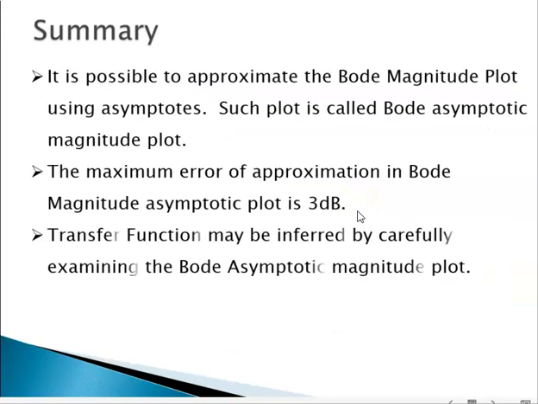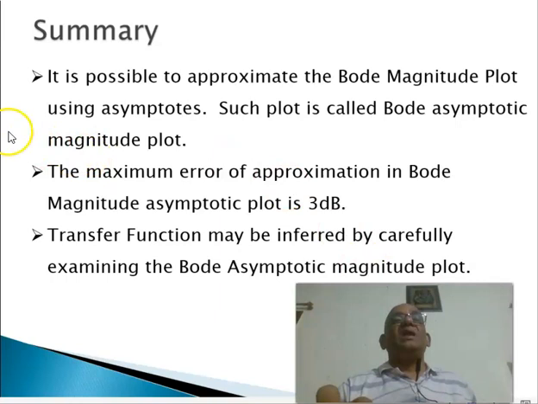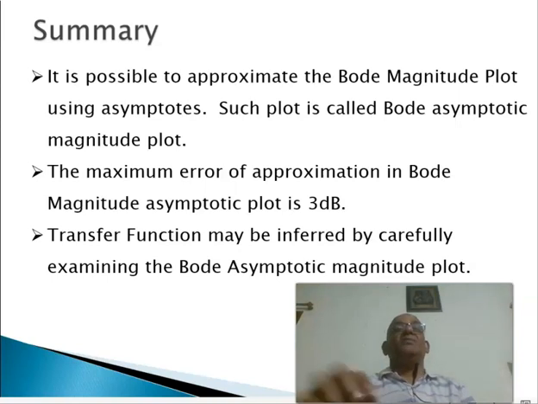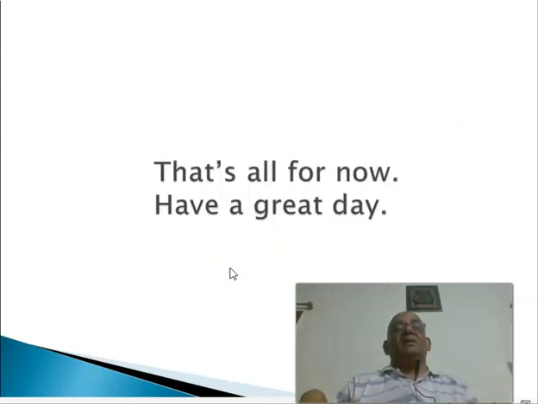With that, we can summarize and say that it is possible to approximate Bode magnitude plot to reduce the amount of computation by using asymptotes. Such plot is called Bode asymptote magnitude plot, may be approximated as BAMP. The maximum error of approximation is 3 decibels. And if you have experimental data to show the magnitude plot, the transfer function may be inferred by back computing. I think that's all we have for now.